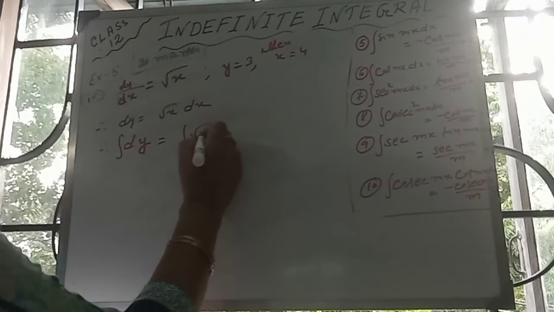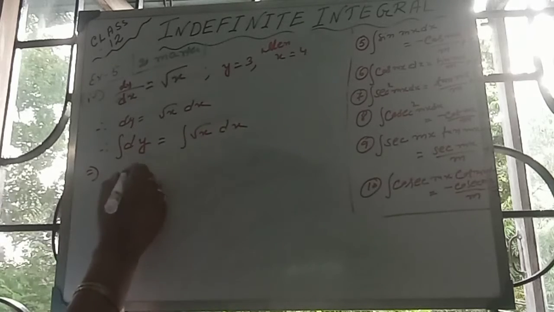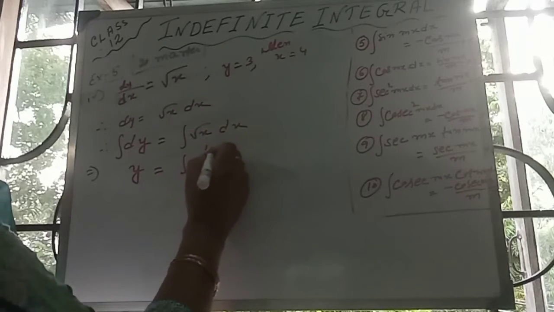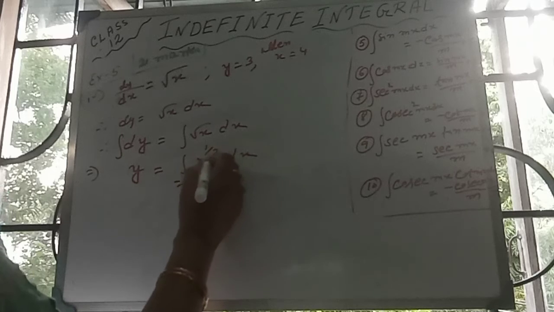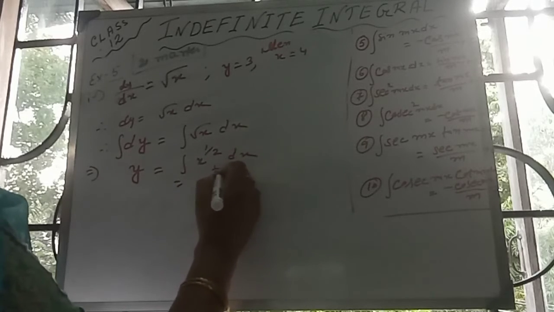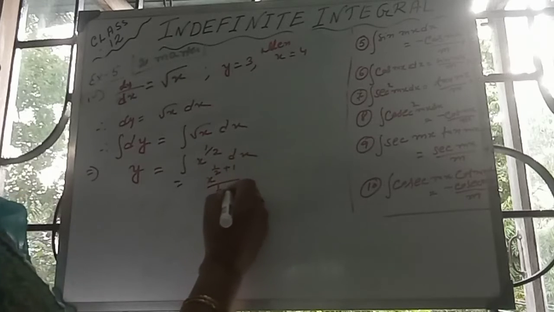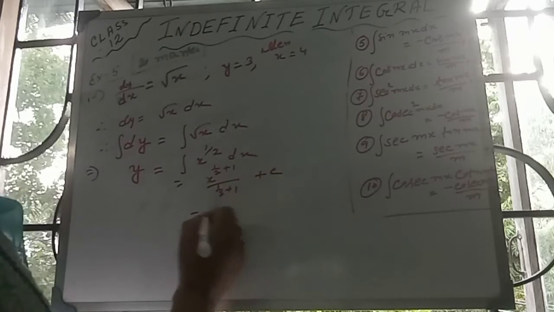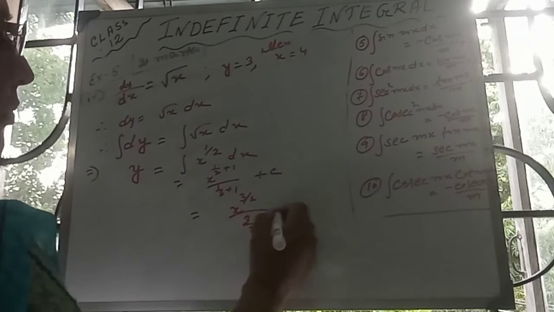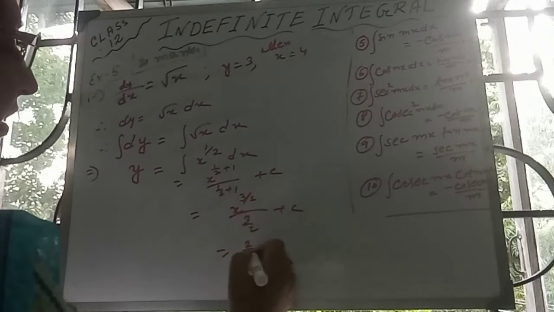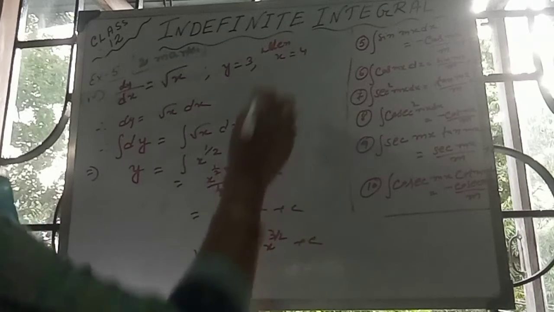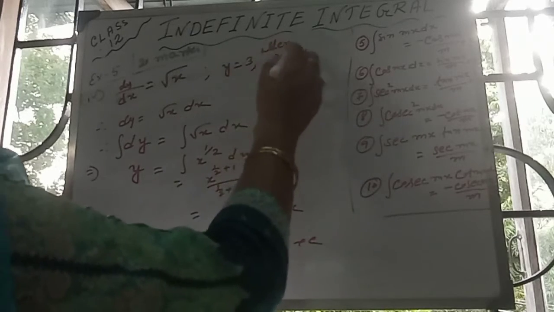So we will find root x dx, which implies y equals the integral of root over x, that is integral x to the power half dx. Here x to the power half means n. So as per the rule we can write x to the power half plus 1 by half plus 1 plus c. That means x to the power 3 by 2 by 3 by 2 plus c. So we can write 2/3 x to the power 3 by 2 plus c. This is y. Now put the values y equal to 3 and x equals 4.